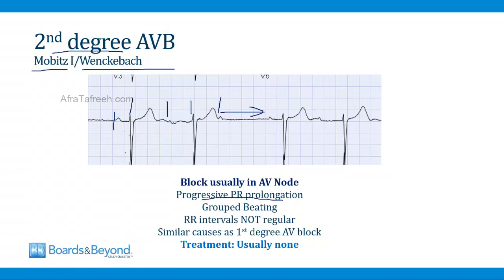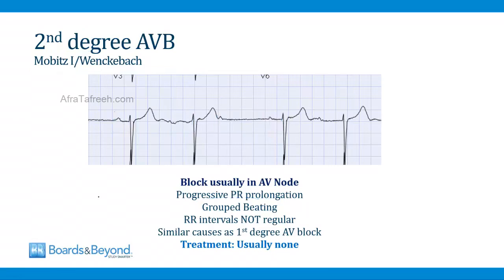longer with each heartbeat. If you look at the first beat on the left side of the tracing, this is the PR interval from here to here, so it's this long. If you look at the next beat, this is the PR interval from here to here, so it's gotten longer. And then we have a dropped beat, and then we go back to a shorter PR interval.